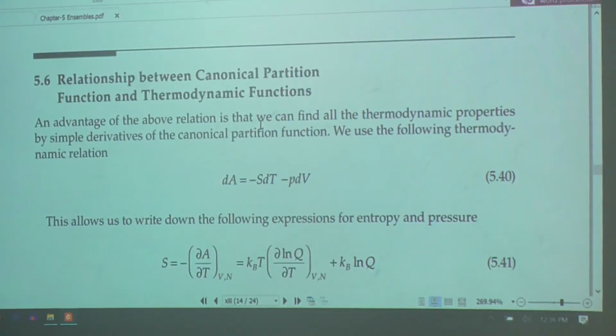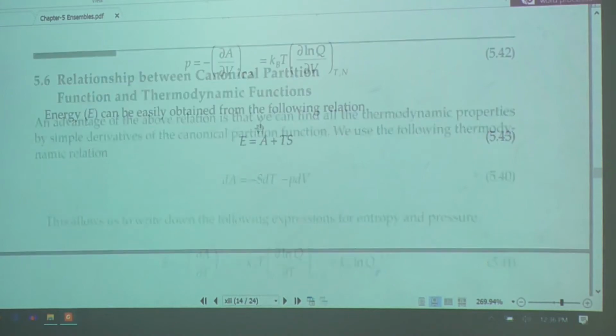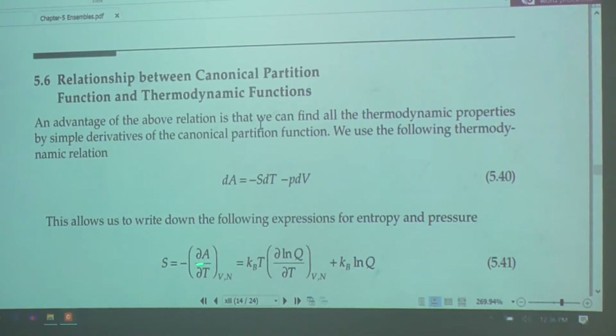Now we'll show why. This is the standard thermodynamic relation, sometimes called the fundamental relation of statistical mechanics. Now you get all these things we know. Entropy is obtained by the derivative of the free energy. So I can now write the entropy of the system in terms of this one. A equal to minus k_B T ln Q, so d/dT. The first term comes out because of the temperature, and the minus makes this positive, and this is k_B T ln Q.